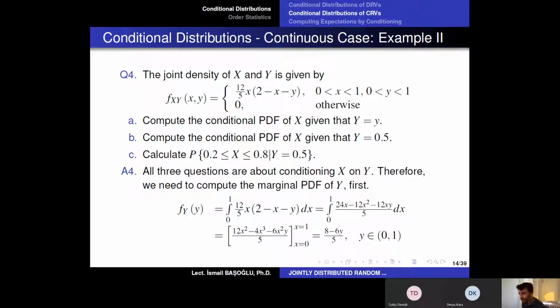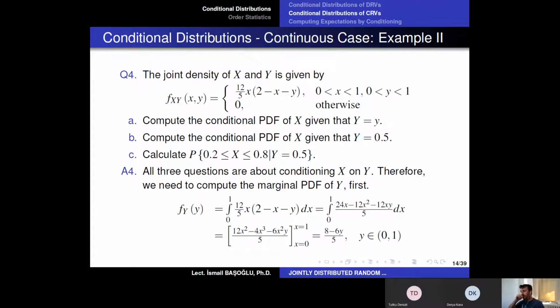Okay, so this is question number 4, and we are going to talk about continuous random variables once again. We have a joint probability density function of x and y at the same time, equal to 12 over 5 times x times (2 minus x minus y). So this time we have something a little complicated, a little salty. The random variables x and y are both taking values in the unit interval. So again, the boundaries of this joint distribution are simple.